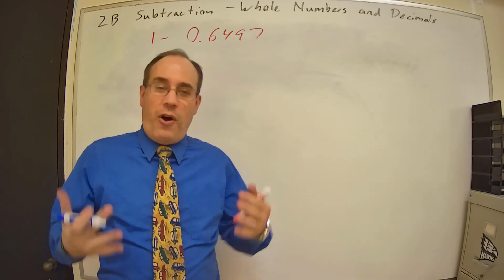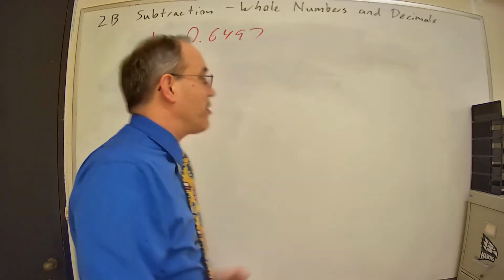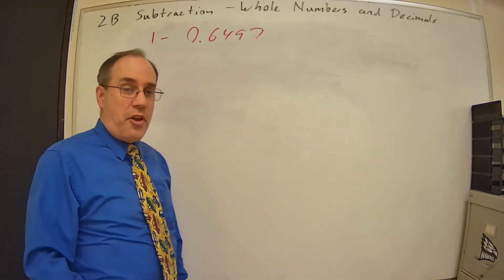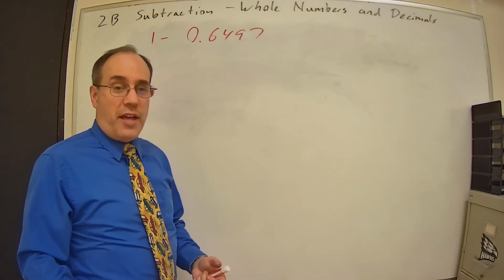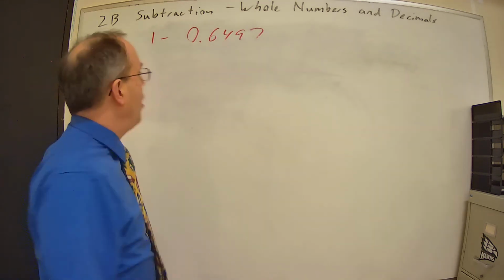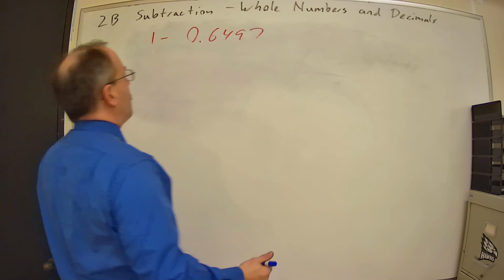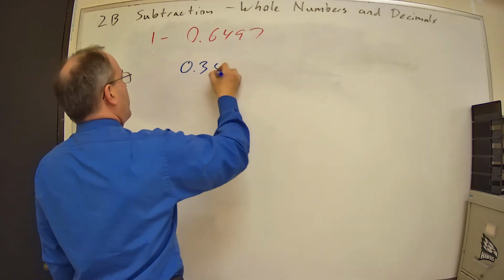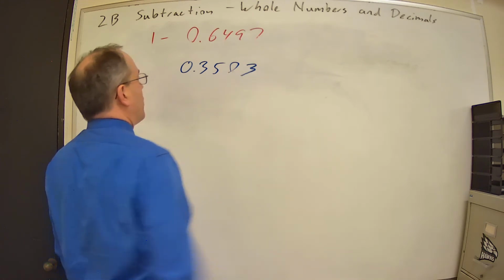And I say that to all of us. It makes us all seem smarter than we really are. My students in other classes are amazed at times when I can take a subtraction like this and I just go, oh, 1 minus 0.6497. Oh, that's 0.3503.